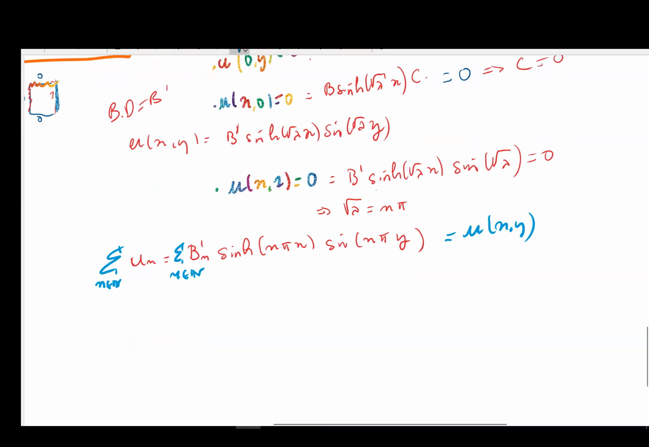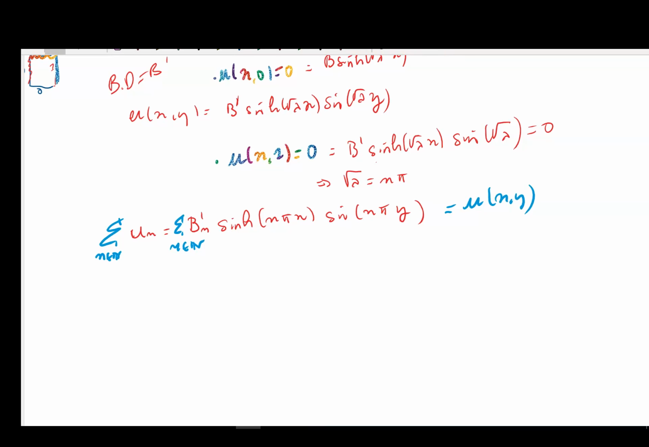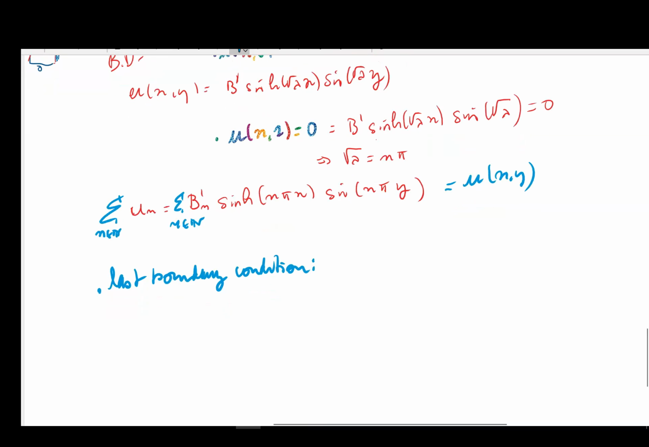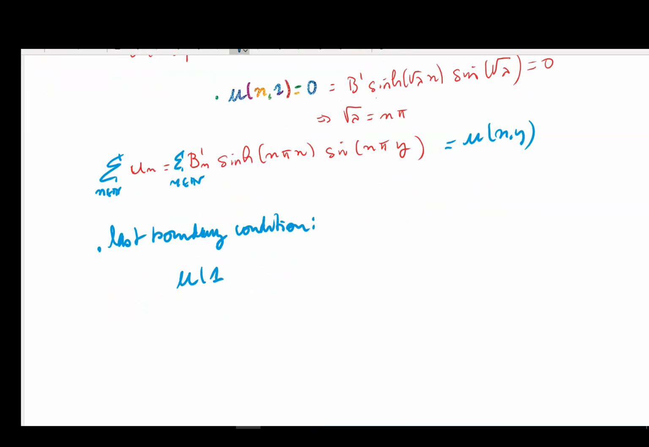And how are we going to find this one? By using the last boundary condition. So we get that u of 1, y, so this is the non-zero one, is a constant equal to 1. And so that means that for x equal to 1, I should have the sum of b prime n sinh of n pi times 1 times the sine of n pi y equals 1.